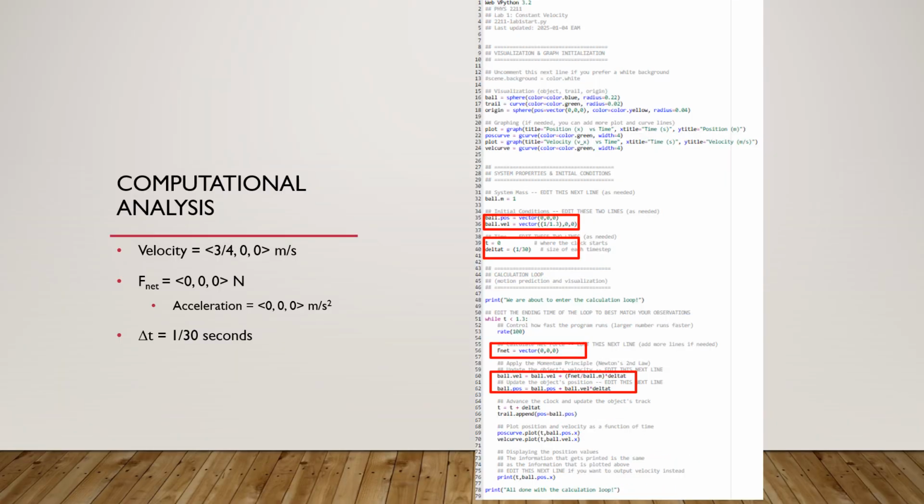To implement the computational model, I calculated the average velocity from the tracker data by subtracting the final position minus the initial position and dividing it by the total time elapsed. I also set delta t to the same time interval that was used in Tracker to produce that data. Lastly, because the velocity is constant, F net was set to be 0 newtons, and the velocity and position of the ball were updated according to Newton's second law.